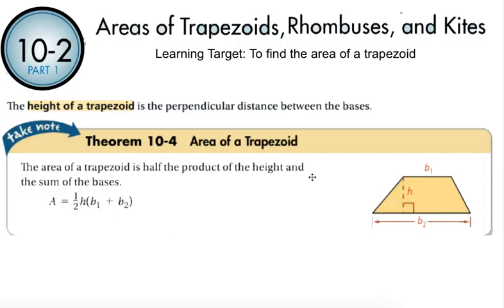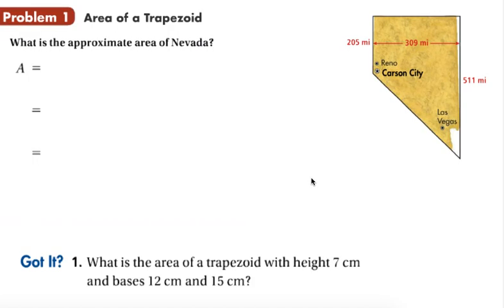So let's take a look at how we would apply this. Let's take a look at some examples. In this problem, it says, what is the approximate area of Nevada? Well, we know the altitude across the bases is 309 miles. We also know both base lengths. One of them's 205 and the other one's 511. All of our units are the same. So we can go ahead and just apply the area formula, 1/2 the height times the sum of the bases. So you can see we've substituted in each of those values.